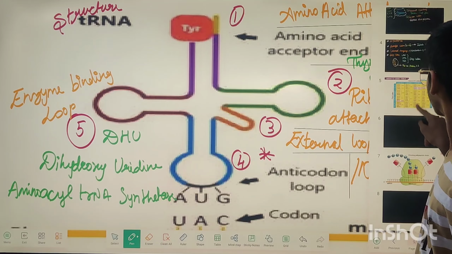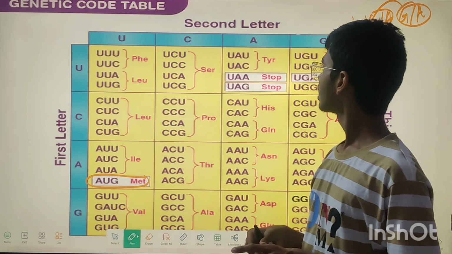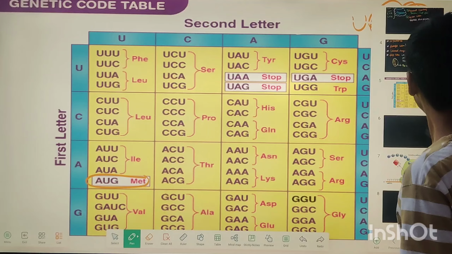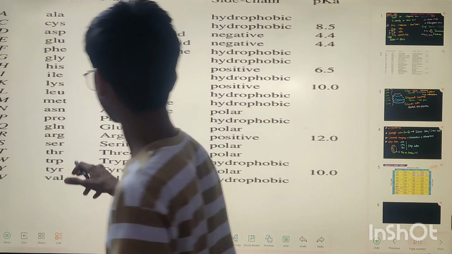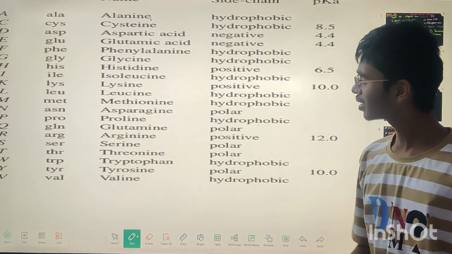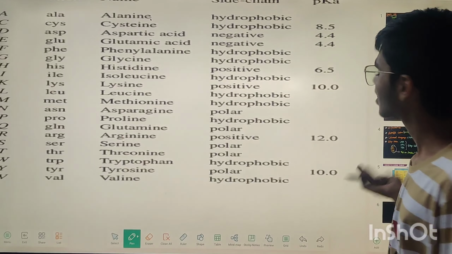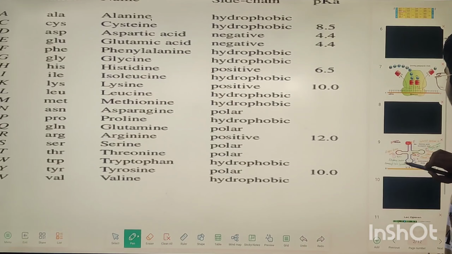So for UAC, it is known as tryptophan. There is no such thing as trypsin here. Where am I, in which world? So it is tryptophan.